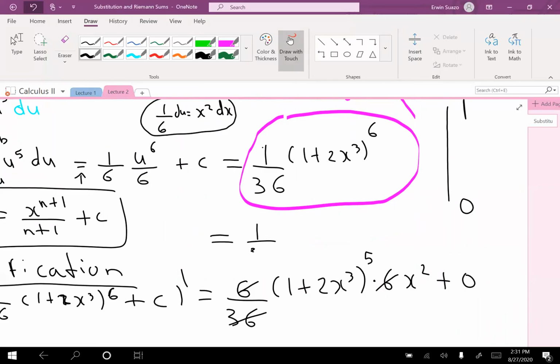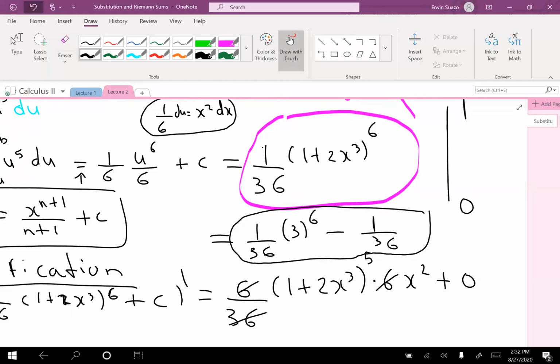I get 1 over 36 times, at 1, 1 cubed is 1, 1 plus 2 is 3, 3 to the 6, minus, and then you plug in 0. You get minus 1 over 36. This is my final answer. If you have a calculator, you can just plug it in and find your answer. Since I know in the exam we're not going to use a calculator, I'm going to leave it like that, and you can leave it like that in your exam.